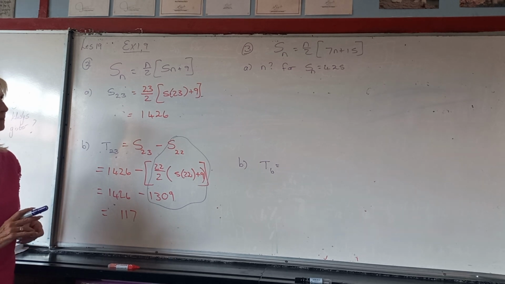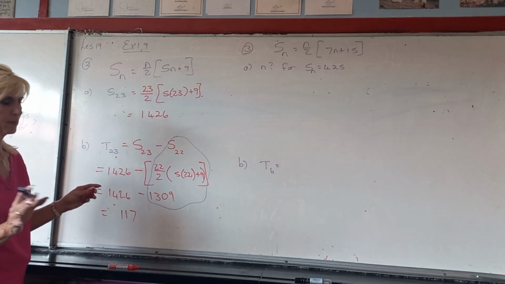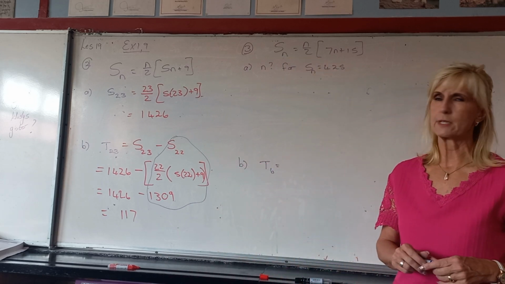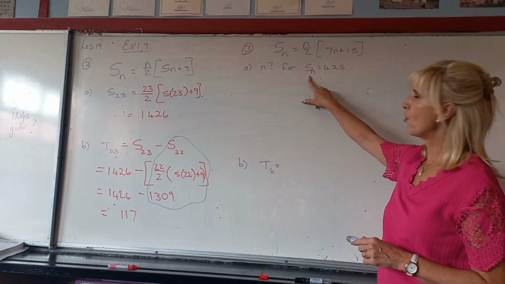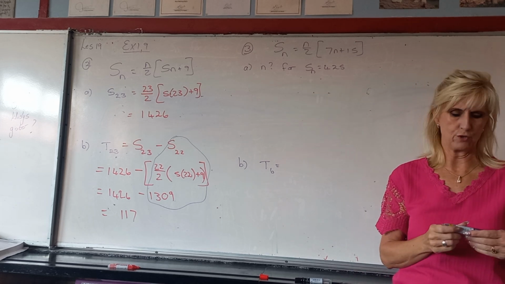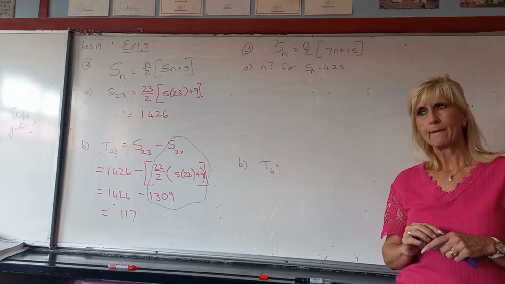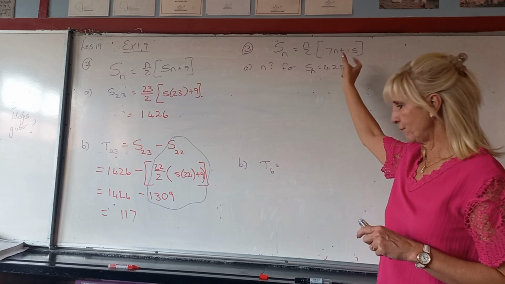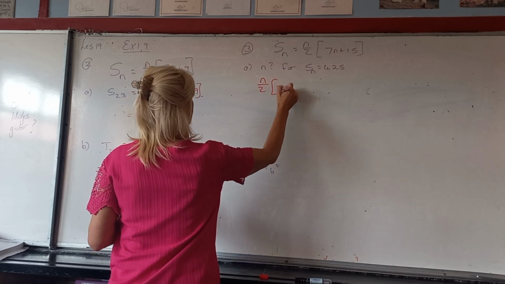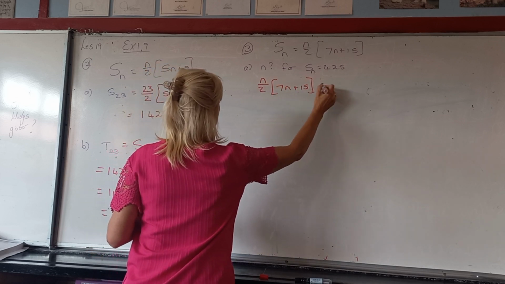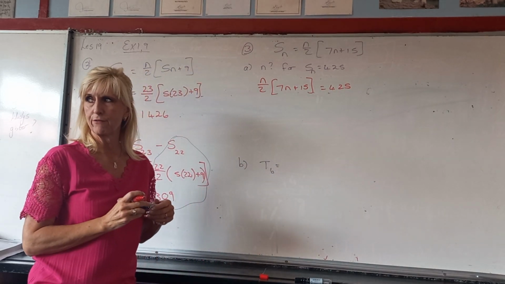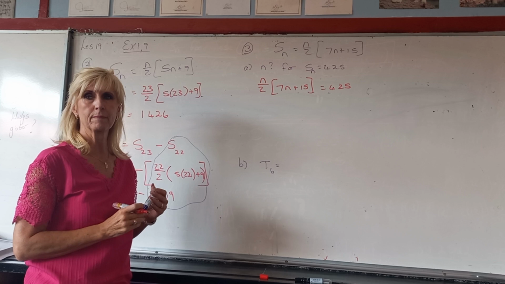Okay, number 3. Again, exactly the same thing. I'm giving you Sn, and I'm asking you for how many terms will the sum be equal to 425? What must you do? Equate the formula. So that n over 2 times 7n plus 15 must be equated to 425. You're getting clever with this stuff. What am I solving? n.